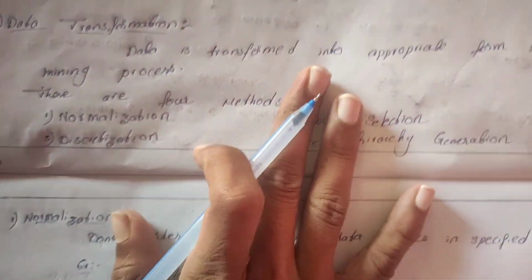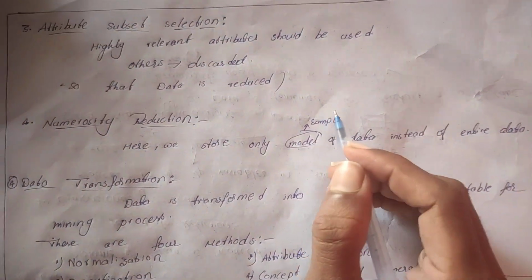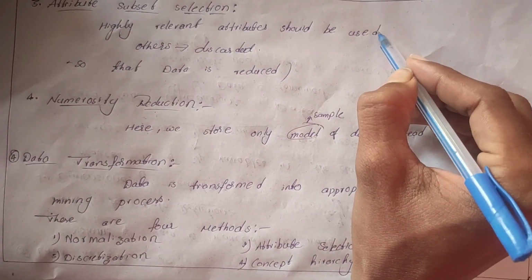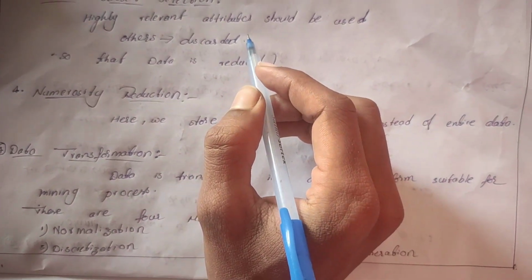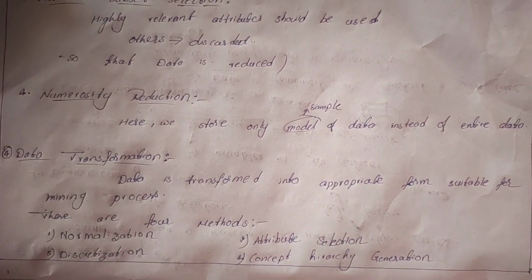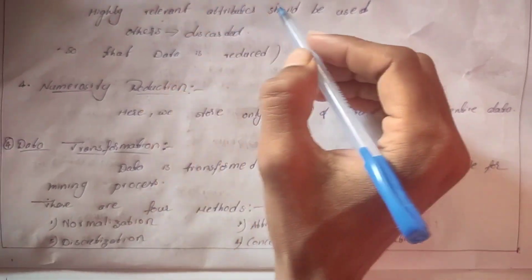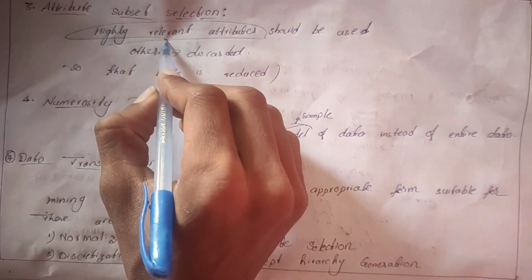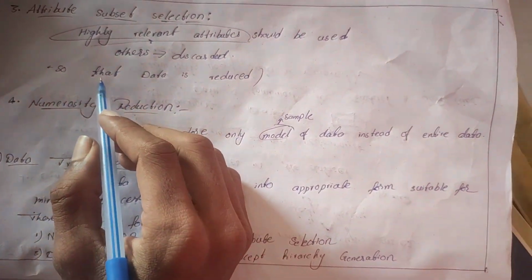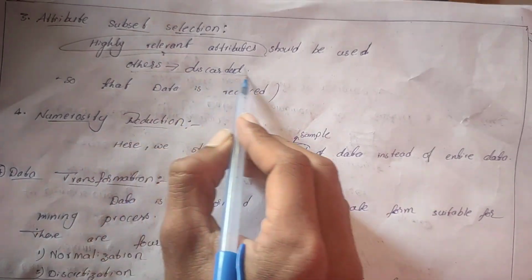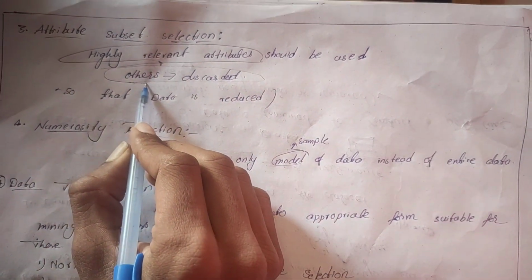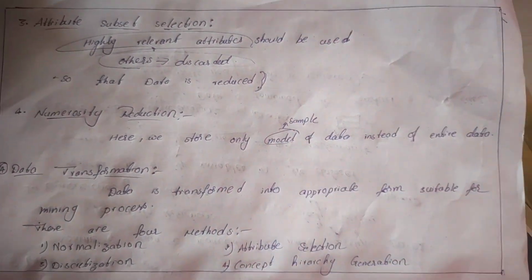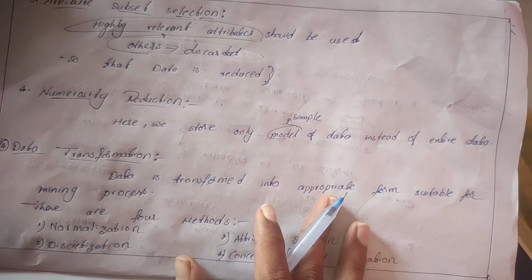Next, attribute subset selection. Here, highly relevant attributes should be used. We will ignore all other attributes which are not needed for data preprocessing. We will use only highly relevant attributes in attribute subset selection, so that by removing the irrelevant attributes, the data will be reduced and data preprocessing has more performance.